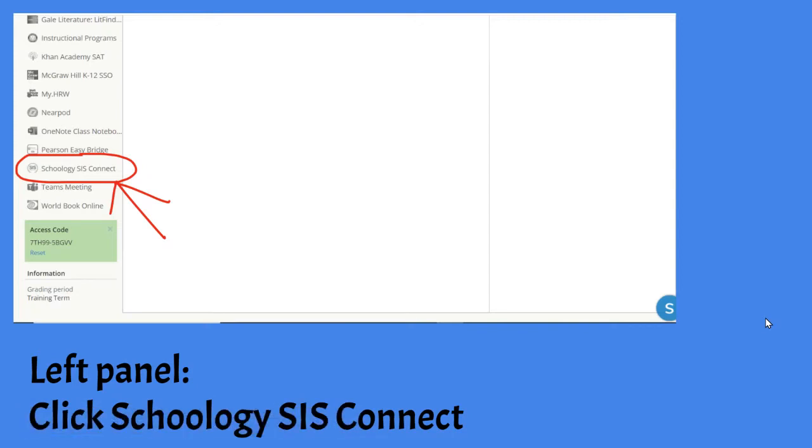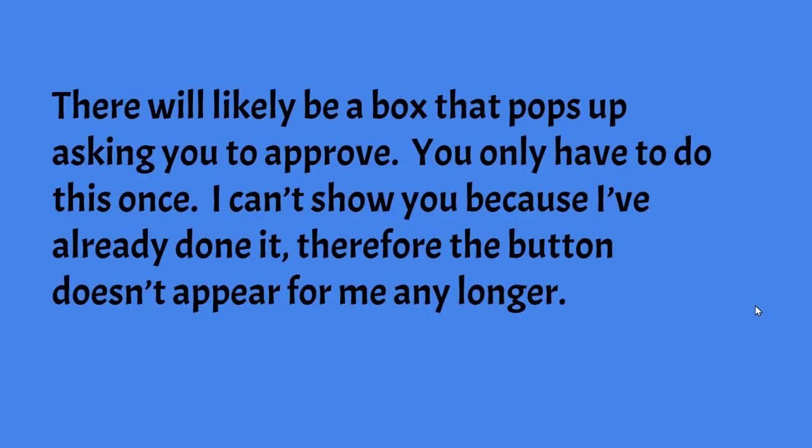Okay, now that you have your gradebook set up, I'm going to show you how to activate the SIS Connect app, and that is what allows your Schoology gradebook to connect and communicate with your Focus gradebook. So when you're in a course, on your left panel, go down to Schoology SIS Connect, and when you click that app, you'll probably see a box that pops up that wants you to approve the app.